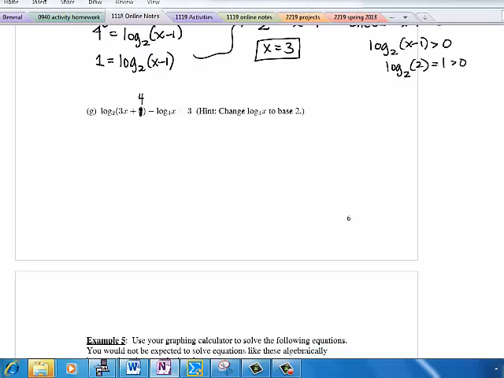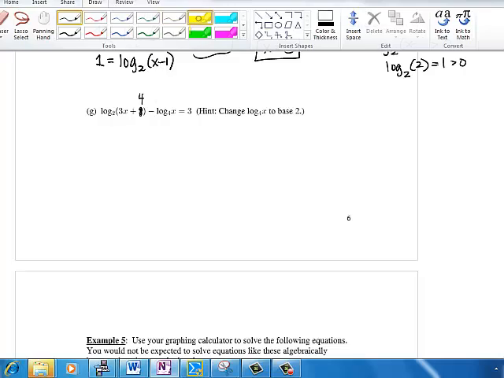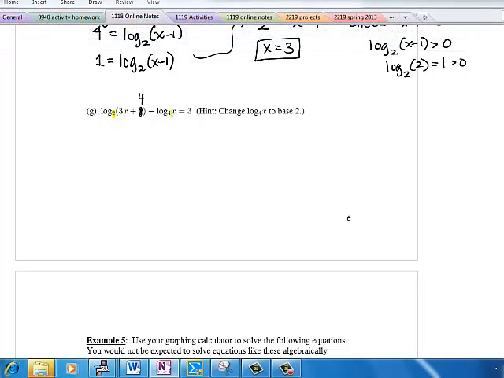Example G is the trickiest of them here. We've got the log base 2 of 3x plus, let's change that 2 to a 4, minus the log base 4 of x equals 3. There are just a few problems like this in your homework where you've got one with a base 2 and one with a base 4.